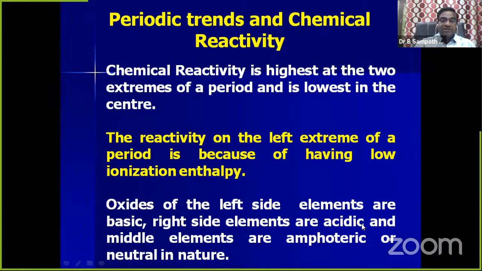And the right side elements are acidic. The right side elements are generally non-metals, children. Non-metal oxides are always acidic in nature. And middle elements are amphoteric or neutral in nature. That is, they have both natures, basic and acidic, or sometimes they are neutral in nature.